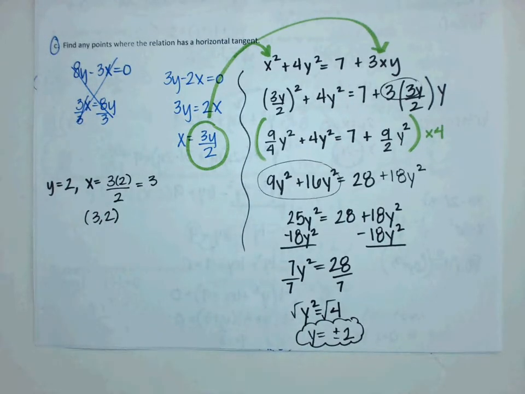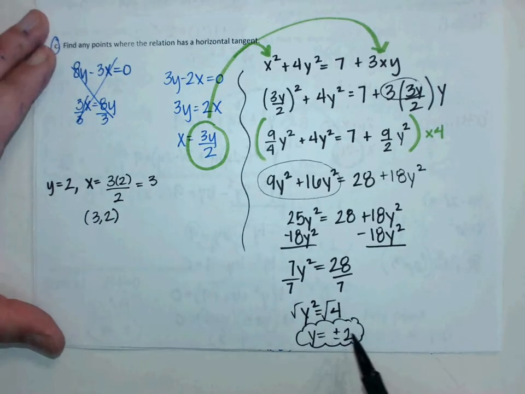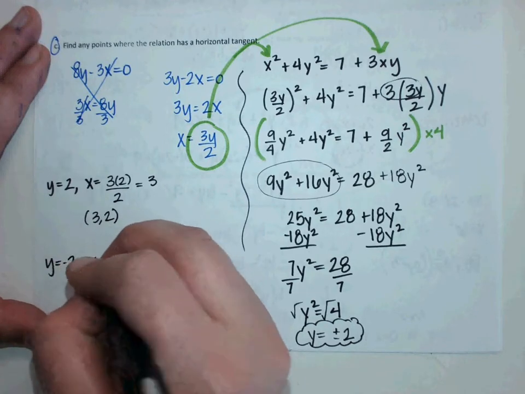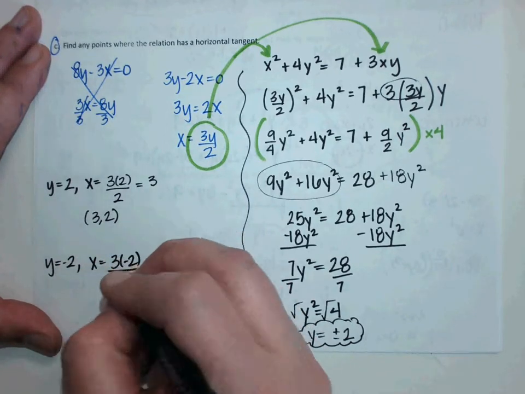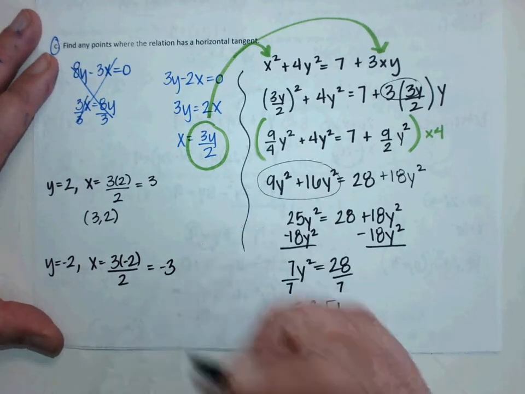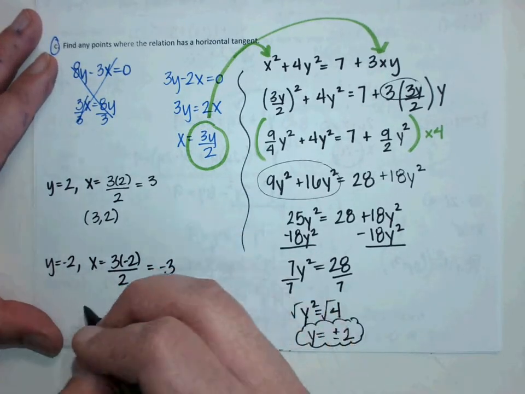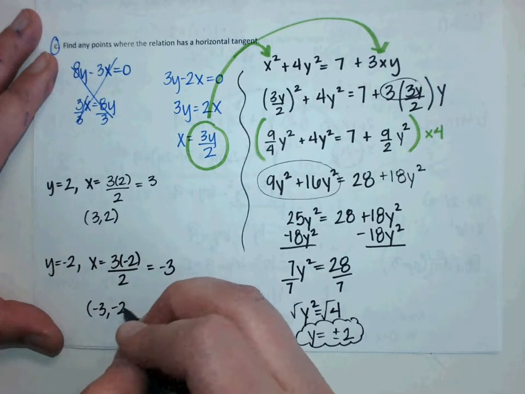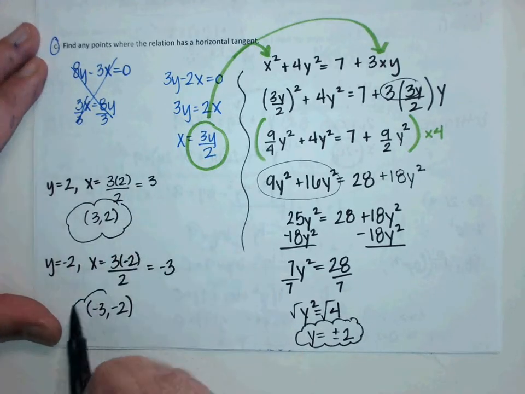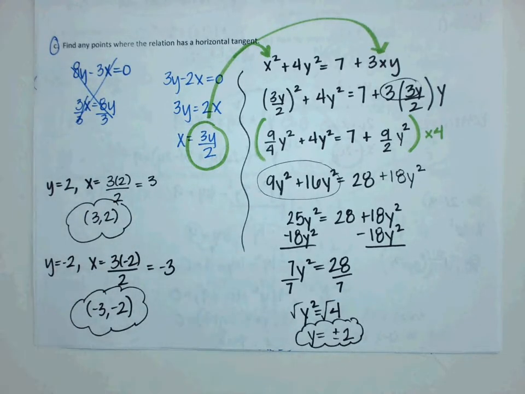Okay, then what was my other y? 2 and negative 2. And if y is negative 2, then what's x? 3 negative 2 over 2. Negative 3. So my ordered pair there would be x equals negative 3, y equals negative 2. Make sense? Okay. So if you did it backwards and you solved, you would have gotten x equals plus or minus 3. And then you would have had to go back and find the y's for plus and minus 2. But either way, you get the same 2 points.